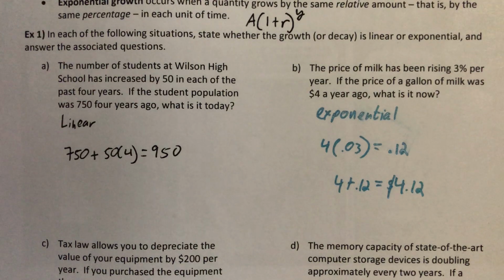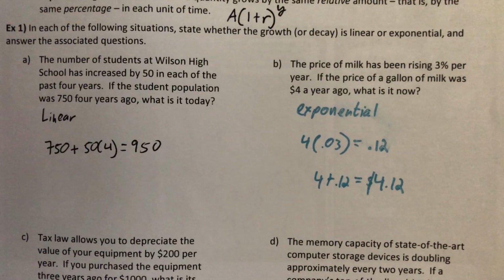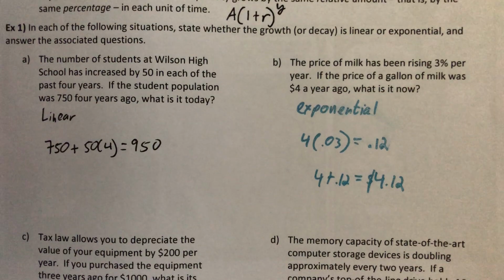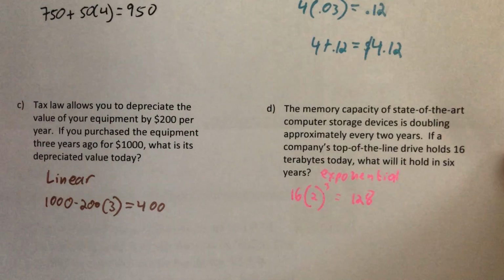All right, for B, the price of milk has been raising 3% per year. All right, so we're dealing with a percent, so that would be exponential. If you would like to, you can take 4 times 0.03, gives us 0.12. So in other words, it rose by 12 cents over the last year, and that gives us $4.12 now. Okay, you could have plugged it in and gone 4 times 1 plus 0.03 raised to the first, and you would have gotten the same thing. I just did it that way so you can see the breakdown.